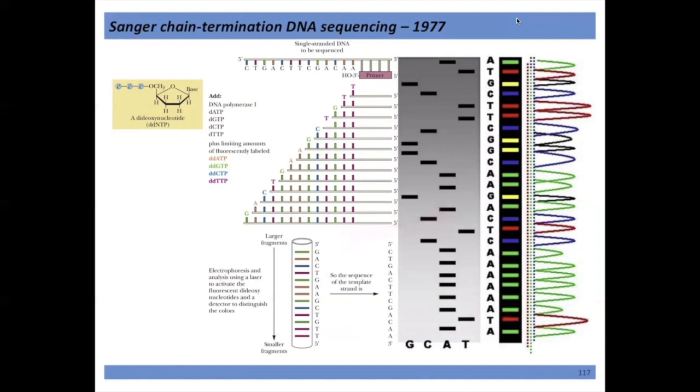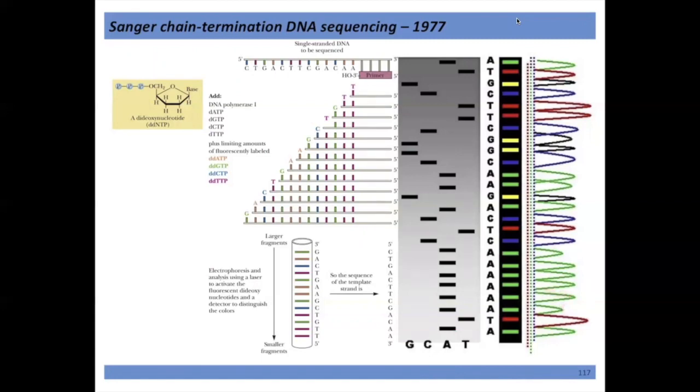So let's just look at these two here. You can automate it, and what you do is, the smallest one will run out first, and you've got a laser, and as it comes out, it gives you a green color. Then as it all passes out, the next one comes through and it gives you a red color. So essentially you're just running this down a long column, and the products are coming out the other end, and a laser is exciting it.